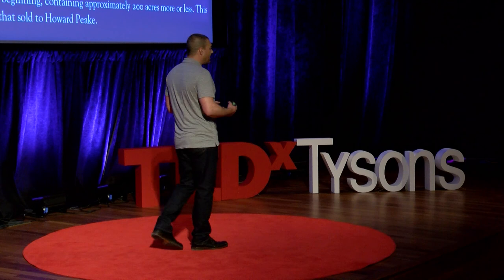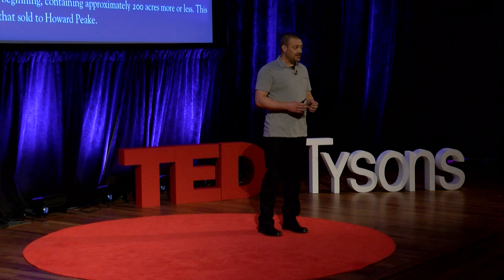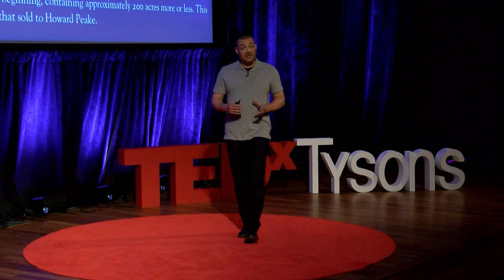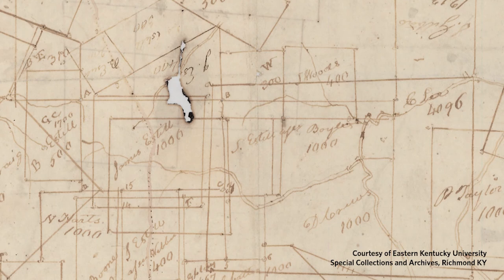See, the early pioneers, they were not professional surveyors. And sometimes, intentionally or unintentionally, they would describe the same property using different features, different trees. And you'd get overlapping property lines. And they gave it a name for this in Kentucky. They called it shingling because it looked like roofing shingles overlapping each other.